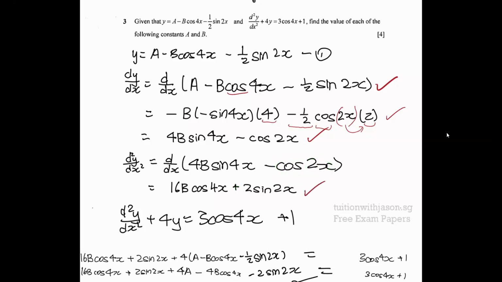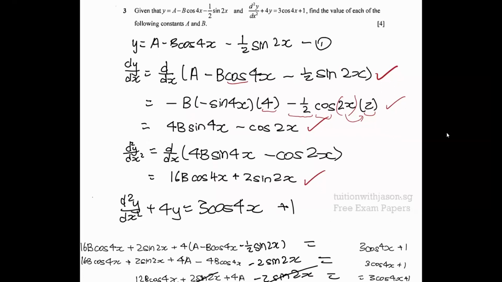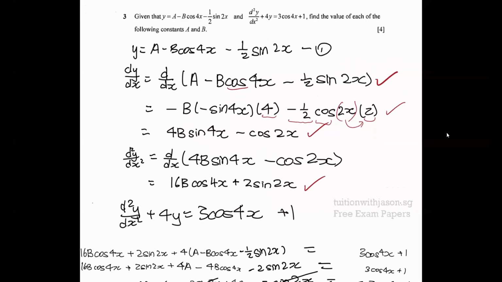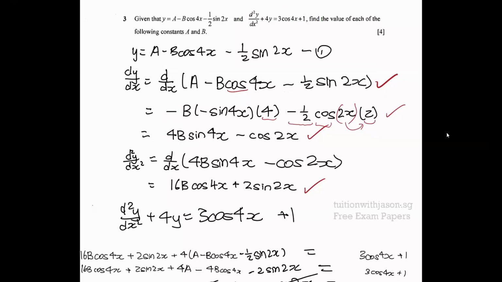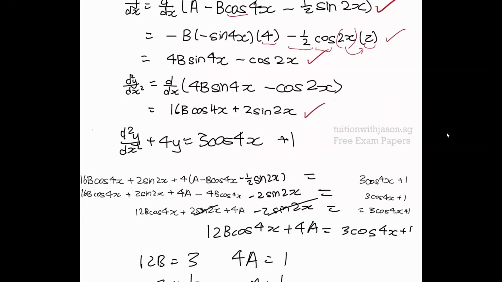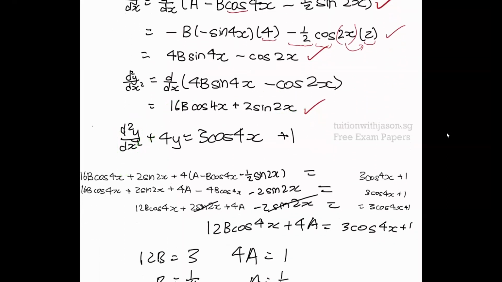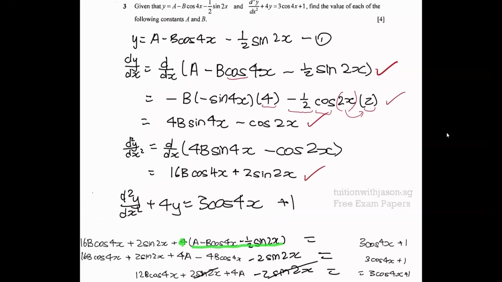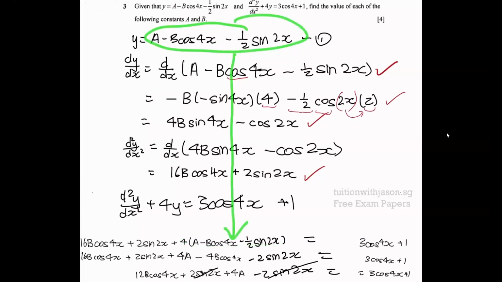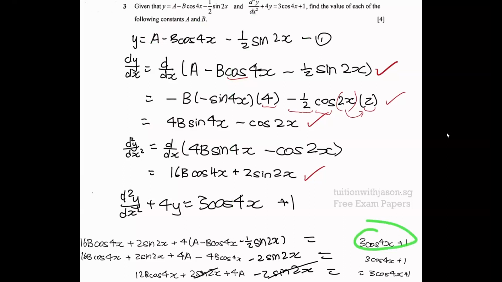Then over here, you're given that d²y/dx² plus 4y equals whatever. So all you need to do is substitute in. d²y/dx² is this guy, substitute in. Then plus 4y, so 4 times y. But what is y? y is over here, this whole thing. Just replace it in. And this will equal 3 cos 4x plus 1.